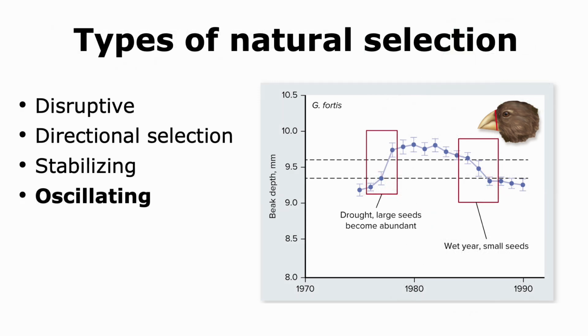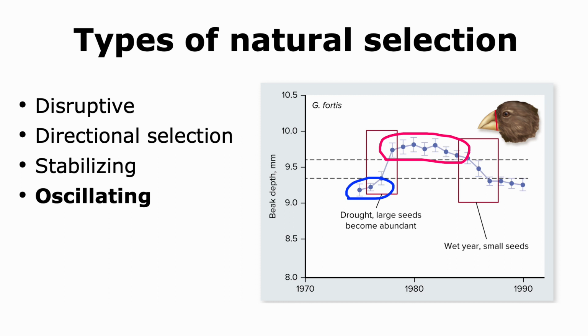Another type of selection is oscillating selection. Let us look at the example of the beak depth of finches. When there are abundant small seeds available due to ample rainfall, the population's average beak depth is on the lower level. However, during drought time, when there is scarcity of these small tender seeds, we can see that there are more individuals in the population with a higher beak depth.